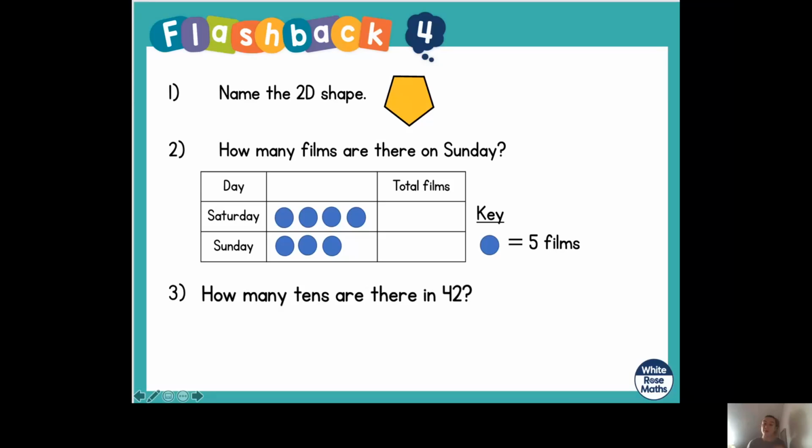Then number 2, how many films are there on Sunday? So have a look at the key. How many films does one blue circle represent? And then have a look at Sunday and find out the total number of films on Sunday.